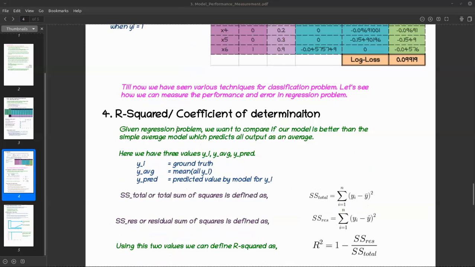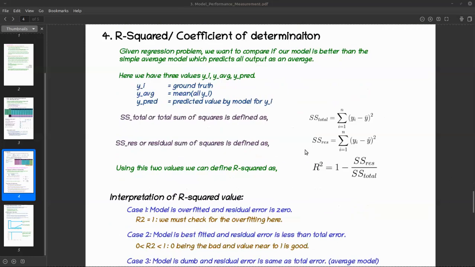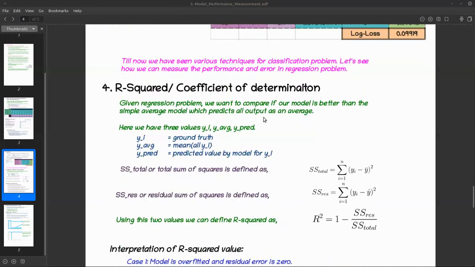Okay. Next is the R squared, or coefficient of determination, right? So what R squared is: if you have a regression problem, the easiest solution would be to just use the average value, right? If I tell you these are the incomes of 1,000 people, and now this is a new person, 1,001, what would be the income? The simplest is to take the average. So the income of the new person would be the average of all the 1,000 people. So this is the very simplest model.